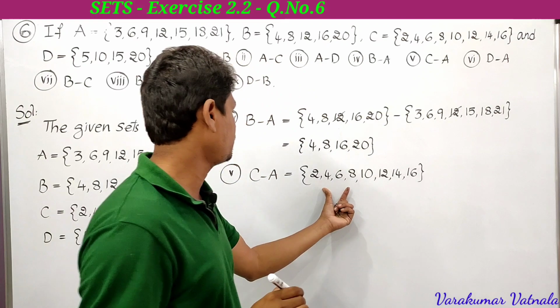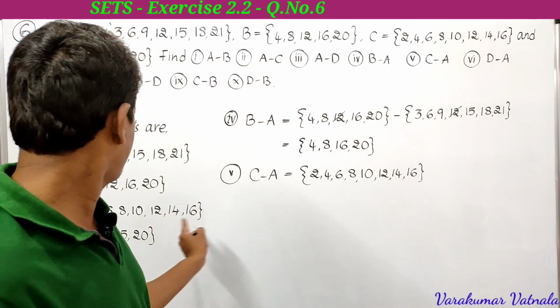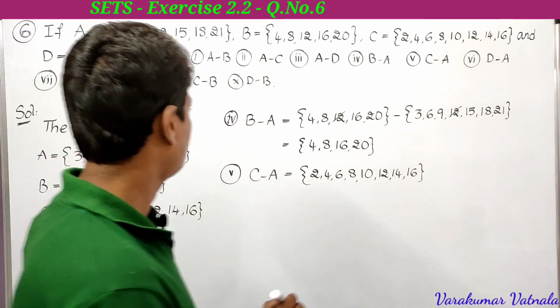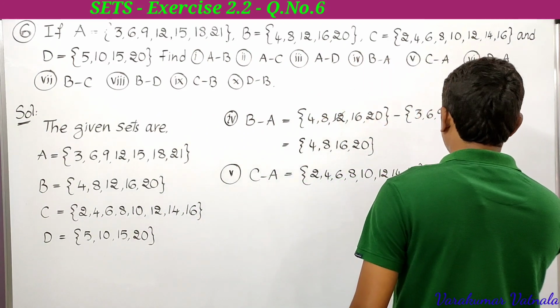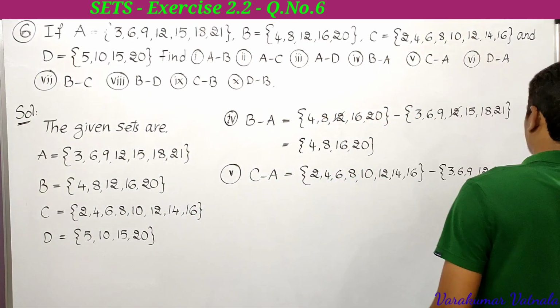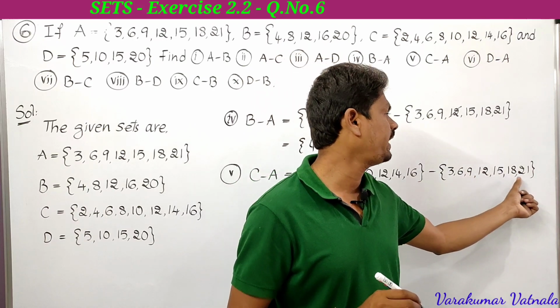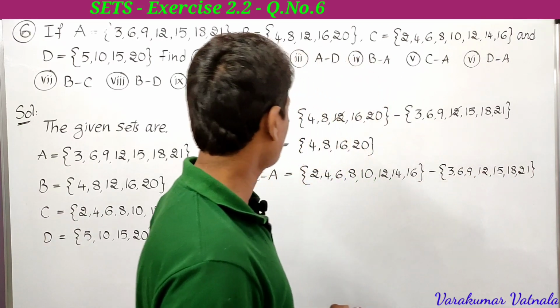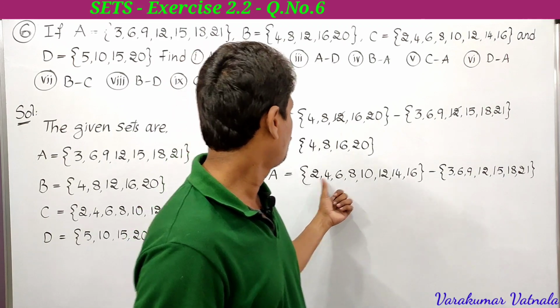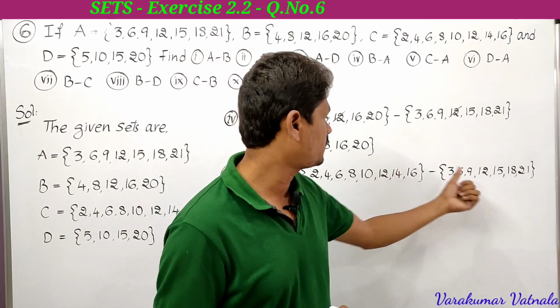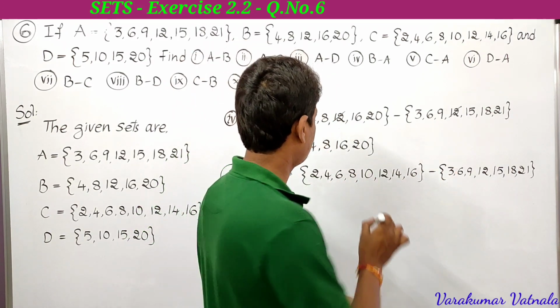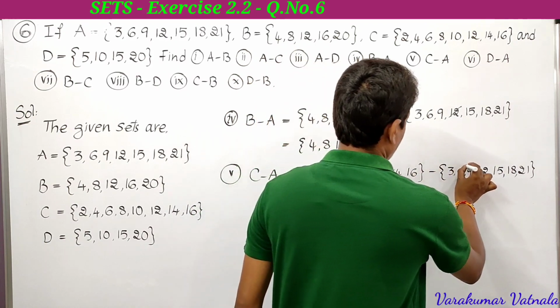So this is set C, 2 4 6 8 10 12 14 16, minus set A. So this is set A, 3 6 9 12 15 18 21. Next we have to identify the common elements. 2 is there but not there, 4 is there but here it is not there, 6 is there, yes, here also 6 is there, so cancel 6.